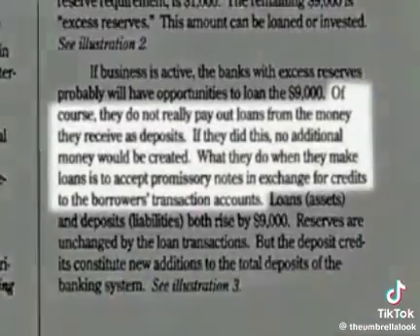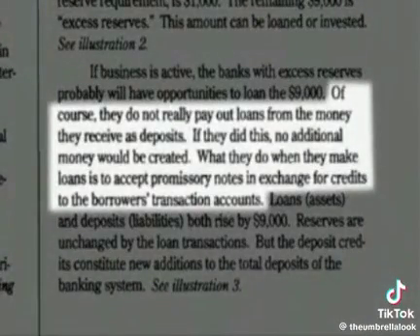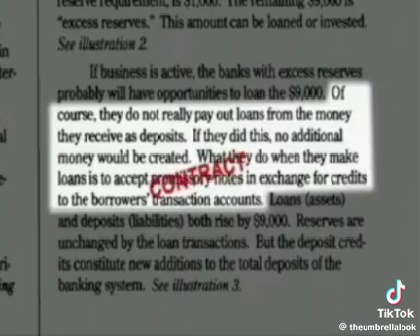As stated in Modern Money Mechanics, of course they, the banks, do not really pay out loans from the money they receive as deposits. If they did this, no additional money would be created. What they do when they make loans is to accept promissory notes, loan contracts, in exchange for credits, money, to the borrower's transaction accounts.